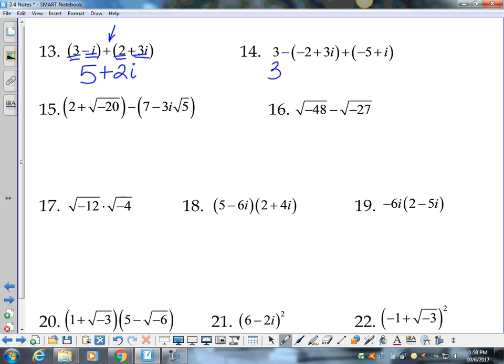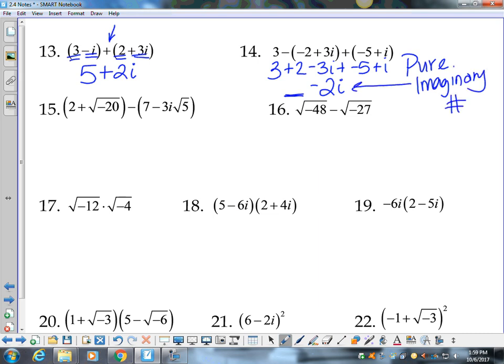Okay, so I'm going to bring my 3 down. I'm going to distribute that negative. And then I'm just going to drop those parentheses. And then I'm going to add my real stuff. 5 minus 5, that completely cancels, so that's gone. And then a negative 3i and a positive 1i is going to give me a negative 2i. This is a pure imaginary number because it has no real part. So it is a pure imaginary number because it only has the i part. This is called a complex number because it has both a real part and an imaginary part.